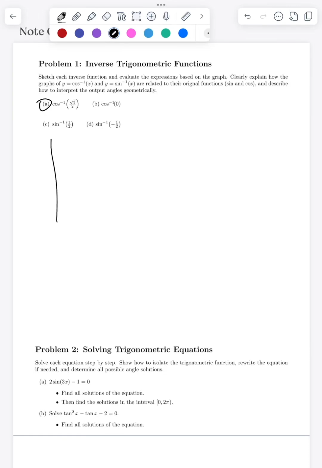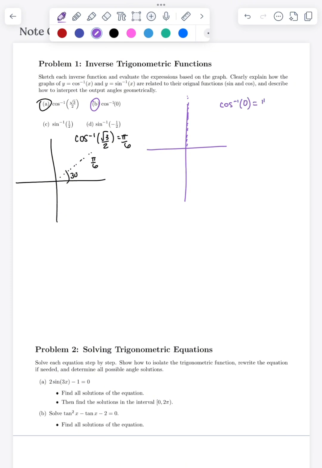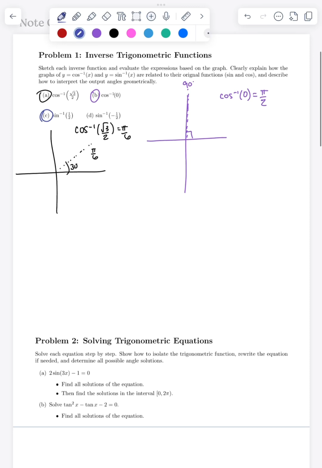For number 1, I found where cosine is root 3 over 2, which is 30 degrees or pi over 6, so that's what that looks like. And then I found where cosine is 0, which is at pi over 2. That's what that graph looks like.